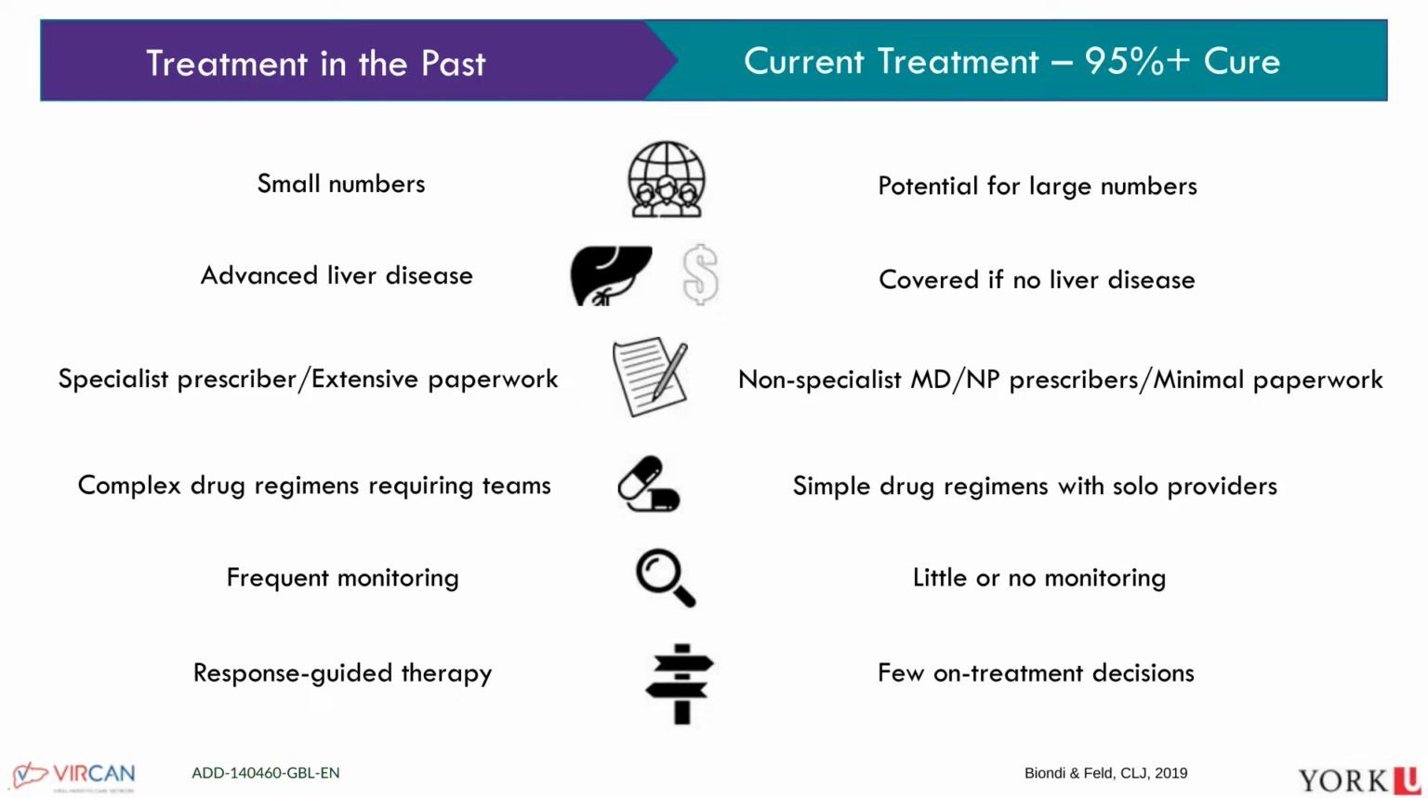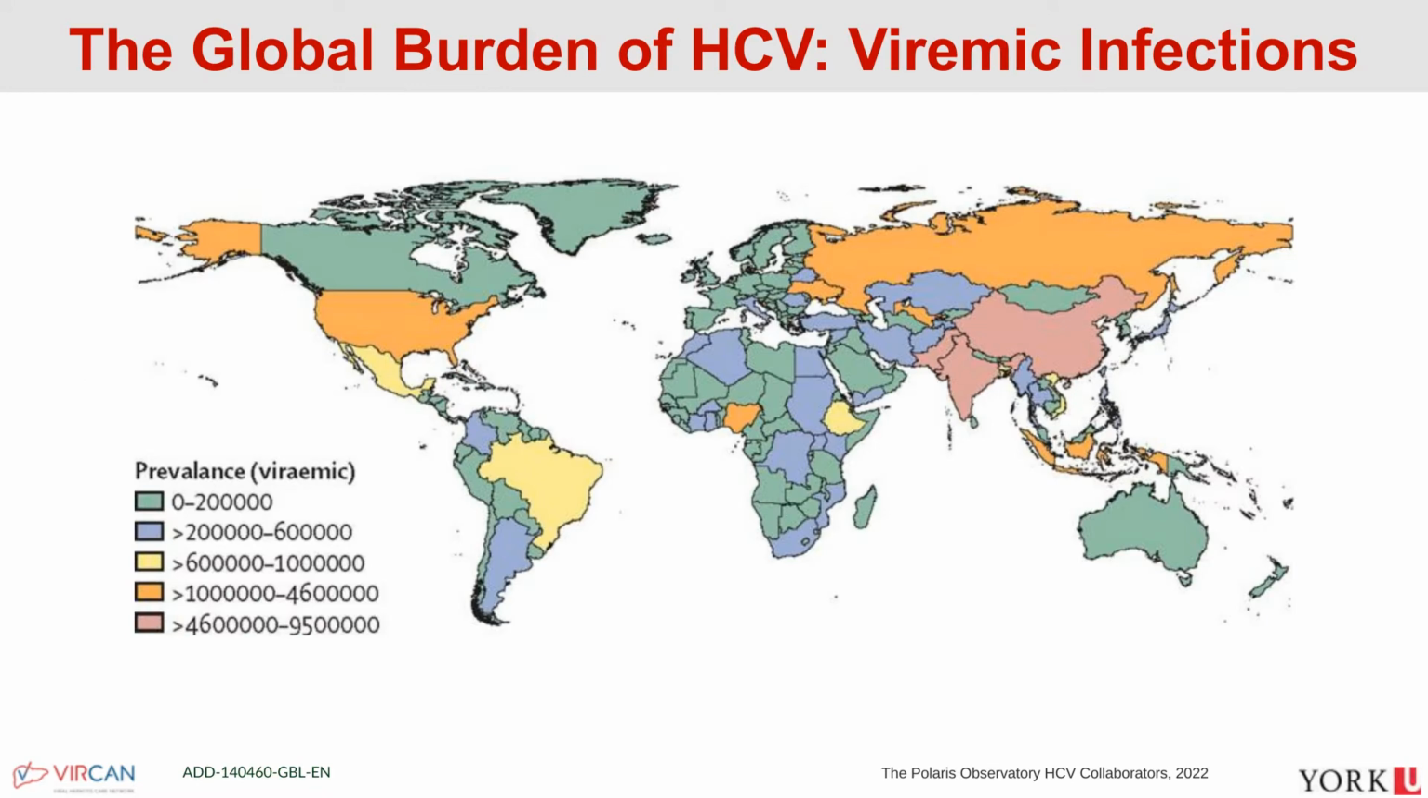And so for those reasons of advancements in diagnostics and advancements in treatment, we really can think about global hepatitis elimination. This is a really nice study that came out this year, early 2022, and it looks at the global burden of hepatitis C, but specifically from the perspective of people who are actively viremic. And so, just drawing your attention to some of the lower prevalence countries versus some of the higher prevalence countries.